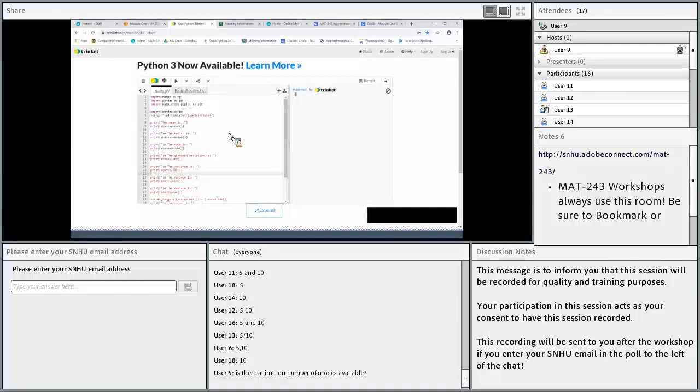So if I run this, for some reason it was not running this evening when I tried it. I'm not sure if Trinket is slow. Yeah, it's really not displaying the output for some reason. But it's good I have the screenshot.